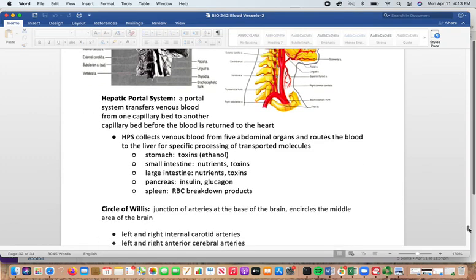body. So some toxins that could come in through the stomach would be something like ethanol. In the small intestine, you would have some toxins, but also some nutrients that may need to go through here, as well as in the large intestine. With the pancreas, you've got insulin and glucagon that are going to get released. And with the spleen, you would break down red blood cell products.